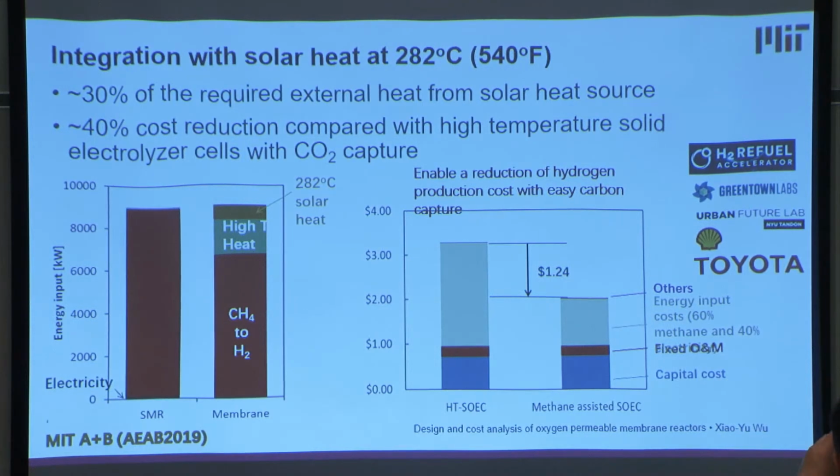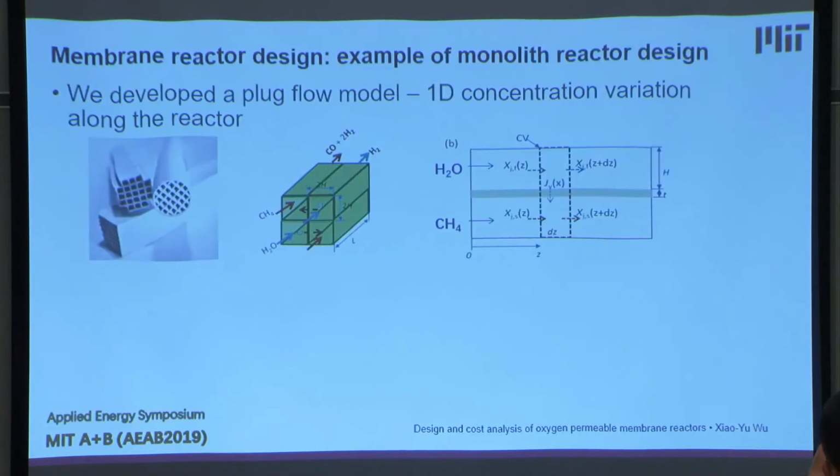So in the second part, I will talk about how we can analyze this membrane reactor and how we can try to decrease the cost of fabricating this type of membrane reactor. This is one of the examples that we used in the lab. We use a monolith membrane reactor, and you can see that the monolith is like this, with a lot of channels. The membrane itself is made from the perovskite material that I mentioned earlier.